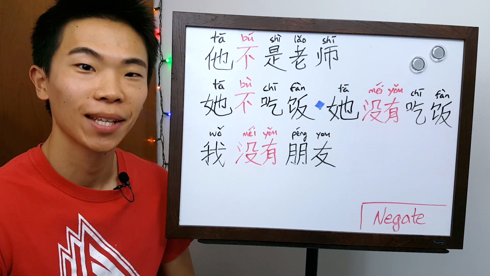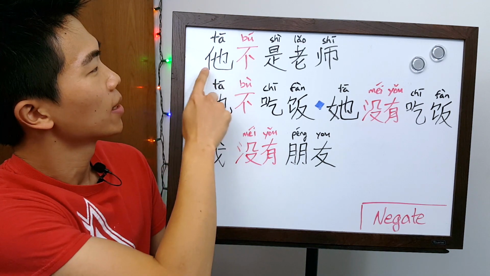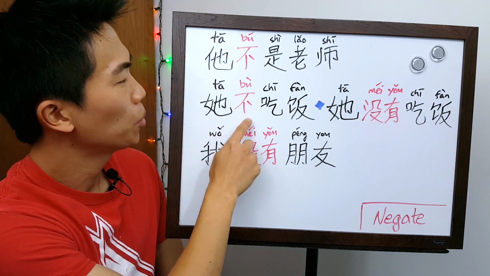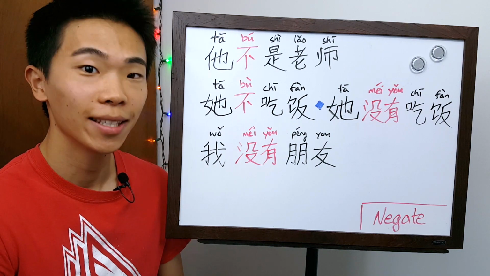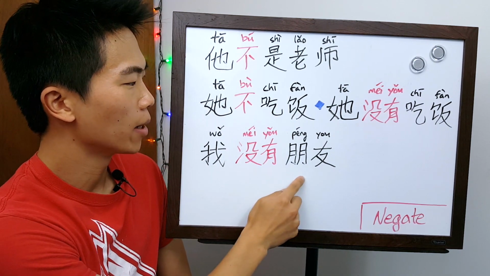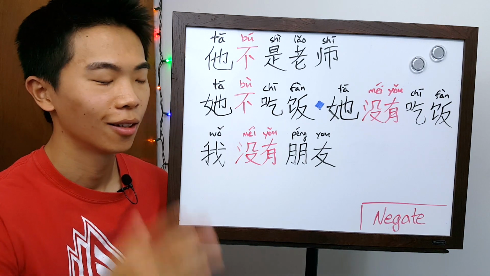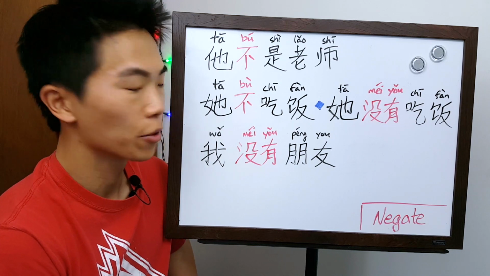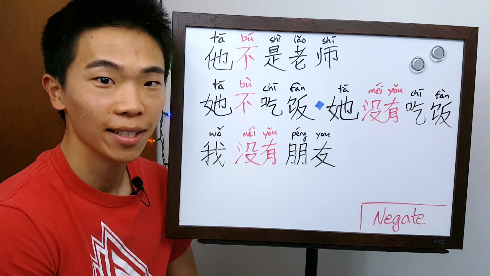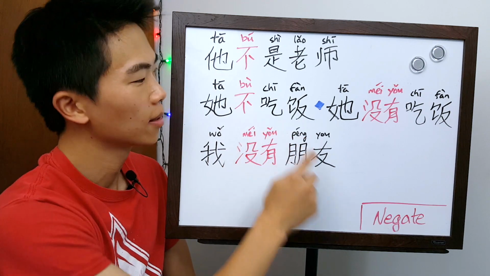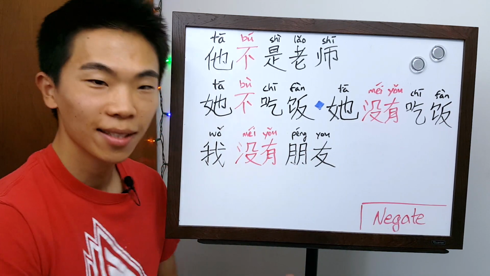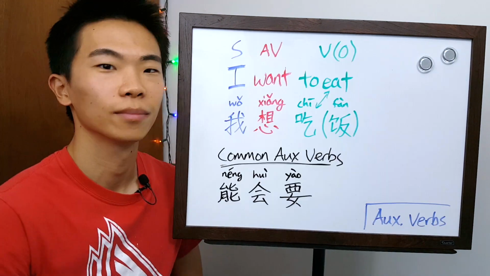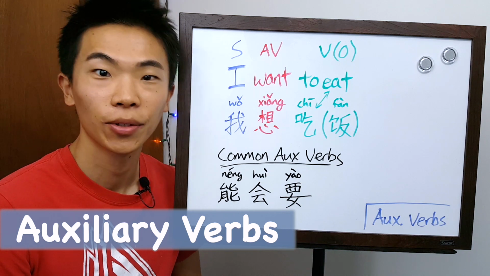Okay, so let's look at our example sentences again and make them negative. 他不是老师. He is not a teacher. 他不吃饭. She does not eat. 我没有朋友. I don't have friends. Ugh, what am I going to do? But what's this sentence over here? 他没有吃饭. That's she hasn't eaten. As opposed to she won't eat, you're saying over here that she does eat, but she has not eaten yet. 她没有吃饭.